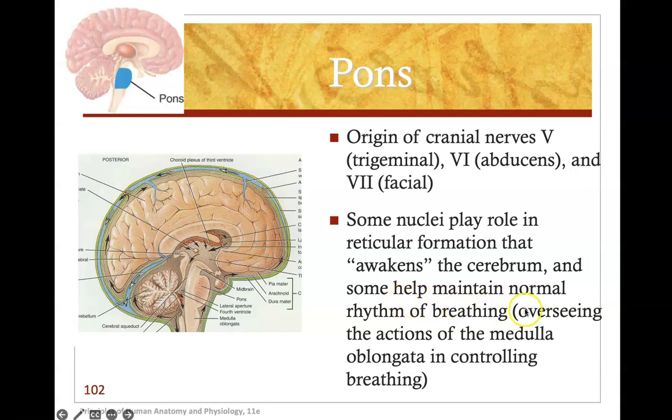Also, the pons is going to help oversee the medulla oblongata in its control of breathing. So remember, we talked about the brainstem being this reptilian brain, where the medulla oblongata, which we'll talk about in just a minute, is controlling breathing and controlling our heart rate, where, again, we don't have to think about it, right? It's this automatic reflex. So the pons is going to help oversee the normal rhythm of breathing that, again, is going to occur through the medulla oblongata. Okay, so the pons is overseeing that.